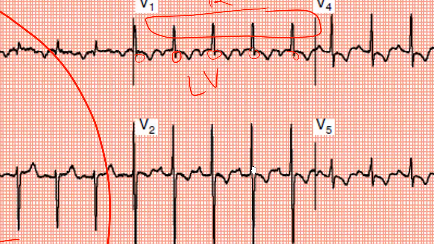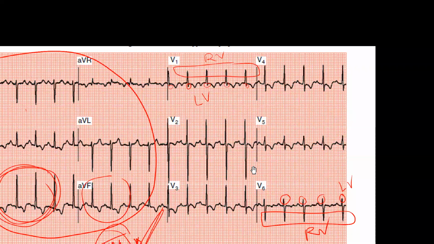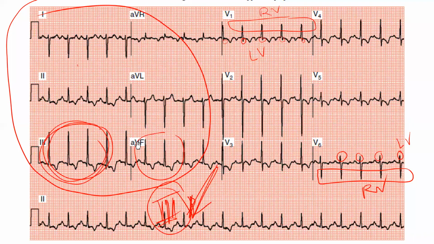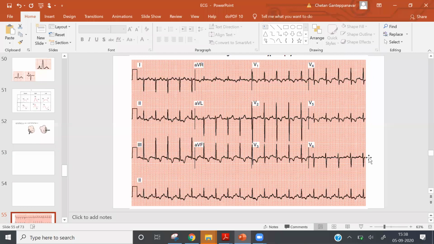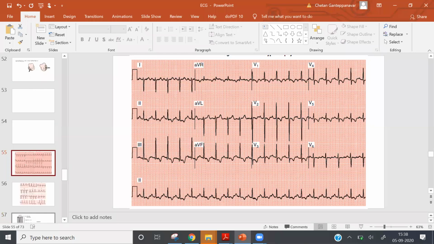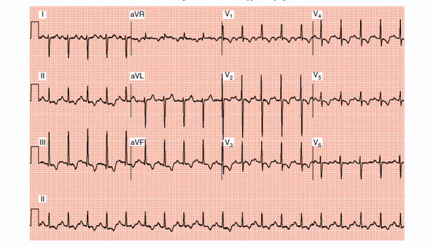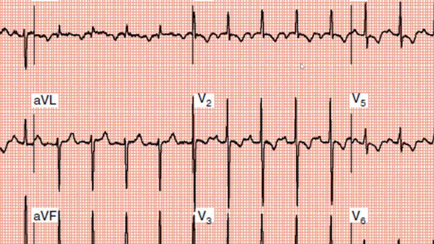Why V1, V2, V3, V4 and all are having T wave inversion is because there is a right ventricular hypertrophy. Because of the right ventricular hypertrophy, the compensatory increased blood flow is not happening here. That's why there is a small amount of ischemia occurring in the right ventricular mass. That's why you are getting the ST segment depression.